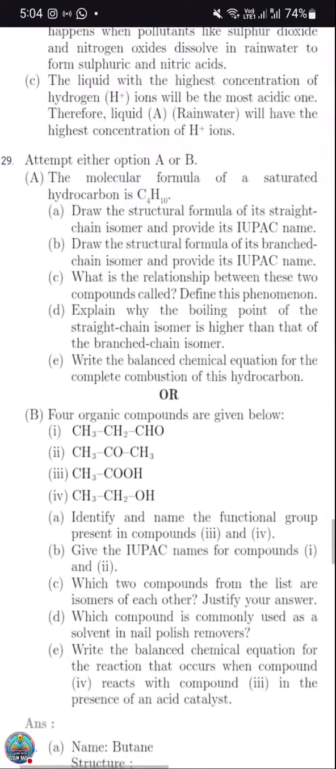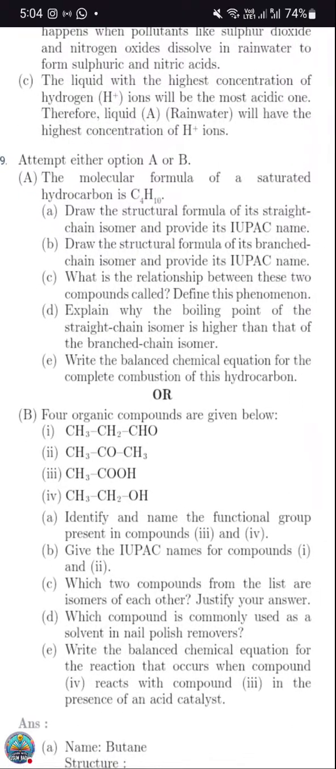Again the choice is there. This is the second choice question of the chemistry. This is from the carbon and its compounds part. Here, molecular formula of saturated hydrocarbon C4H10. Saturated is there, so it's a single bond compound. 4 carbon is there, so it's nothing but butane. 4 carbon, butane. Draw the structural formula of a straight chain isomer and provide its IUPAC name. Straight chain isomers we need to draw. So first we'll write 4 carbon straight. You can see the answer here.